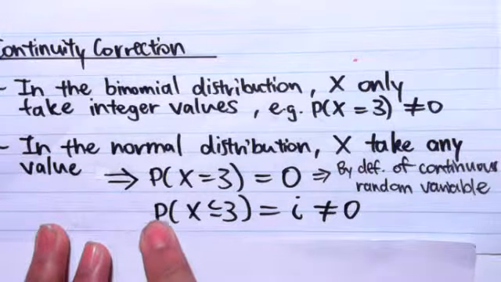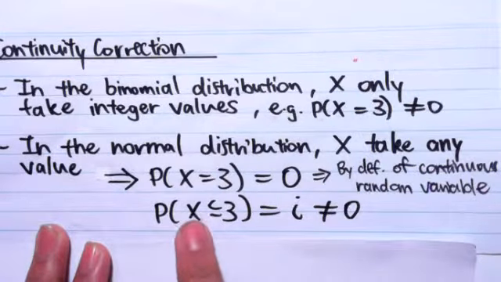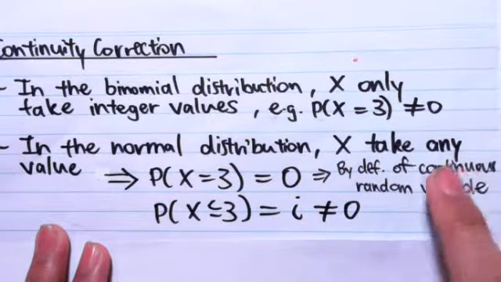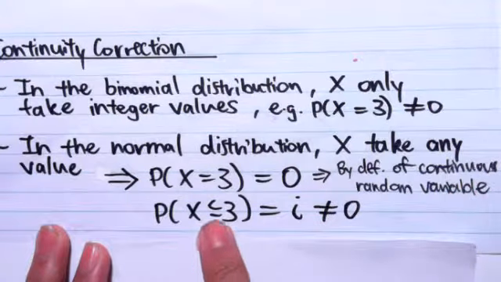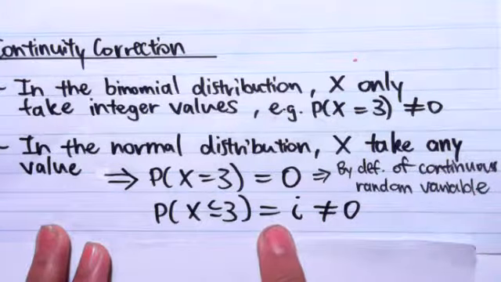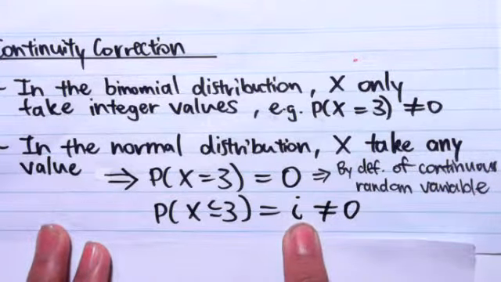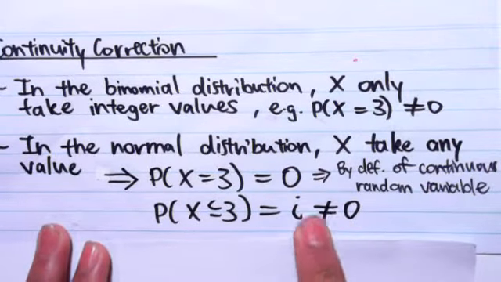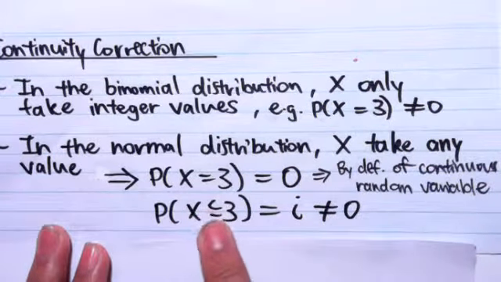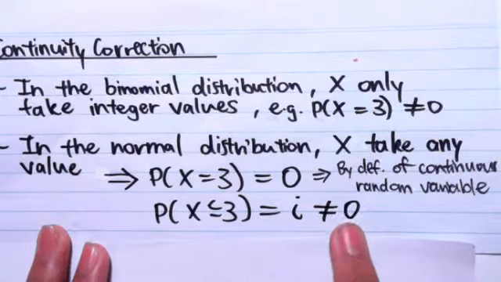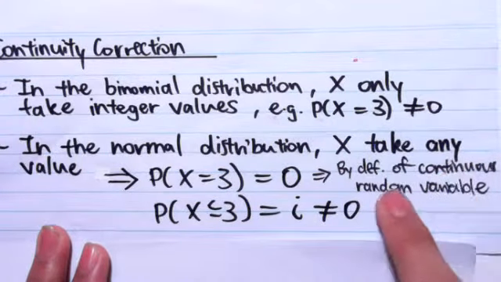Okay, and so also the probability that our normal random variable, which is a type of continuous random variable, is less than or equal to 3 must equal a certain number I, which cannot equal 0. So the probability of an inequality inside must not equal 0, and that's by definition of a continuous random variable.